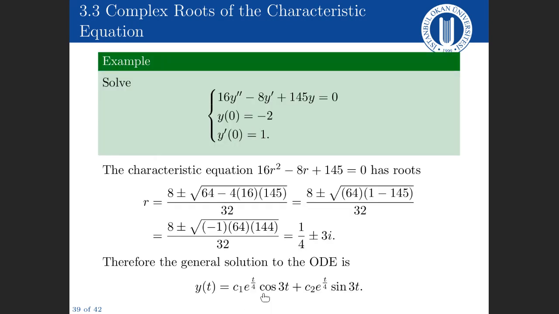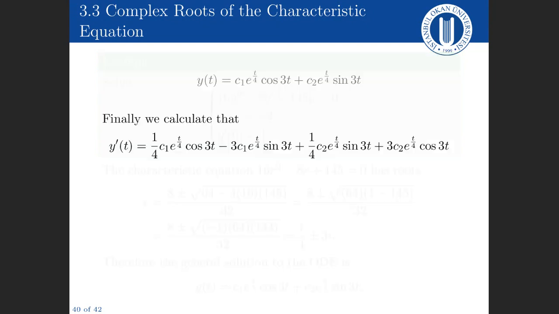Out of habit, I write cos in the first function, I write sine in the second function, but it really doesn't matter. If you want to put sine in the first function and cos in the second function, you'll still get the correct answer to an initial value problem. I just write cos before sine because C comes before S in the alphabet. So for me, this is alphabetical order. But it really doesn't matter.